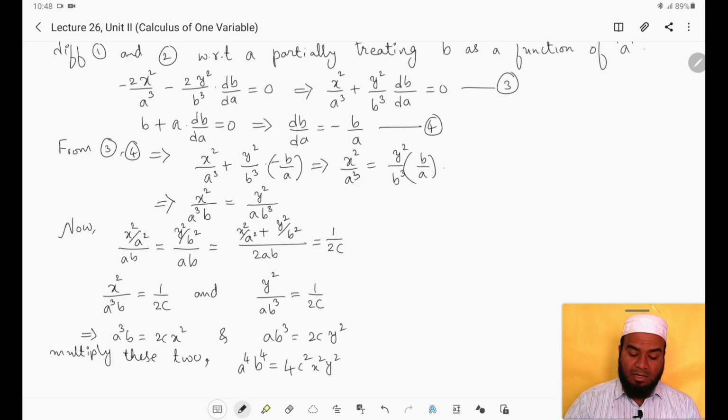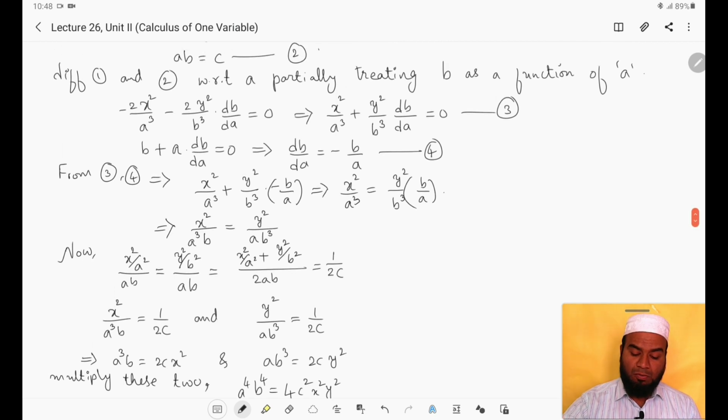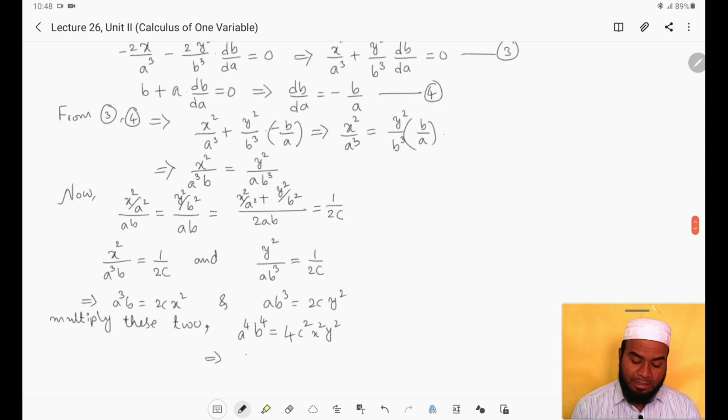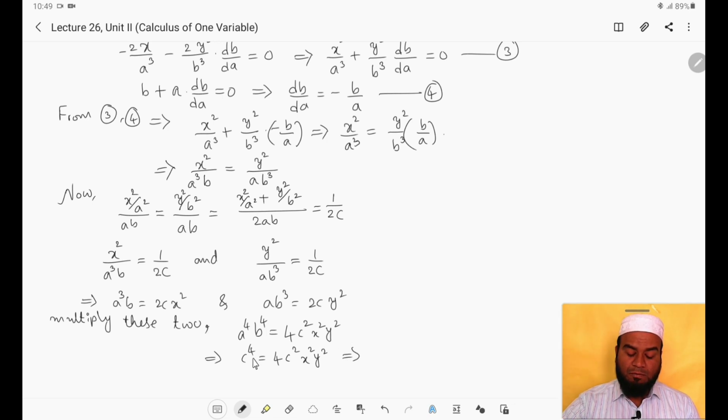ab still is there. Now what is ab? From equation 2, ab equals to c. So here what we are having, ab whole power 4. So c power 4 we will get. So c power 4 equals to 4 c square x square y square. Now you observe here c square is there, here c power 4 is there. So c square will get cancelled from c power 4. So what will remain? 4 x square y square equals to c square will remain, which is the required envelope, right?